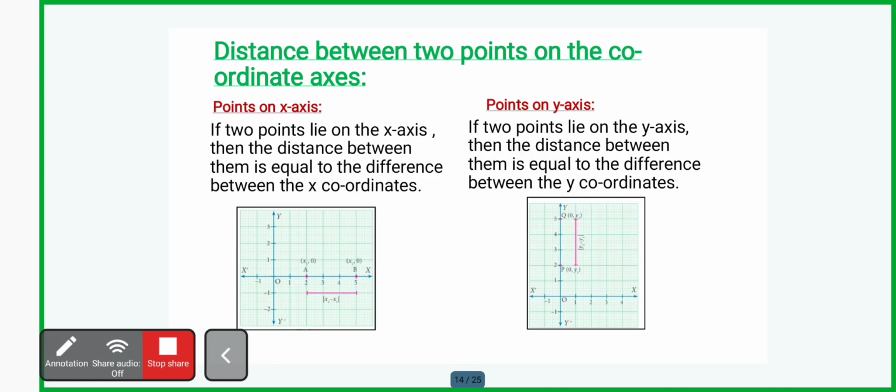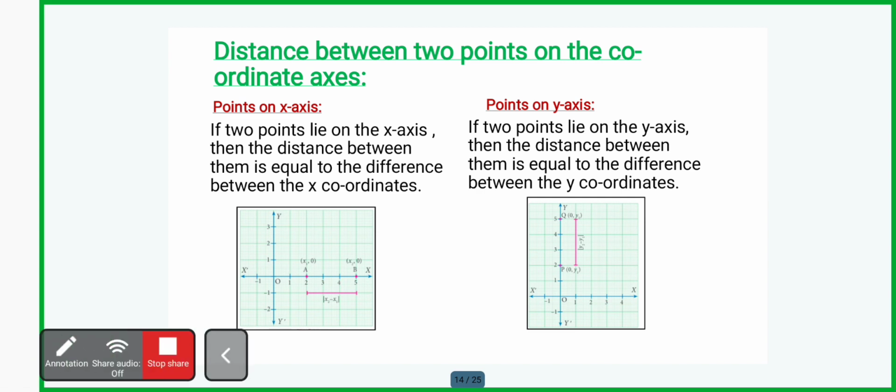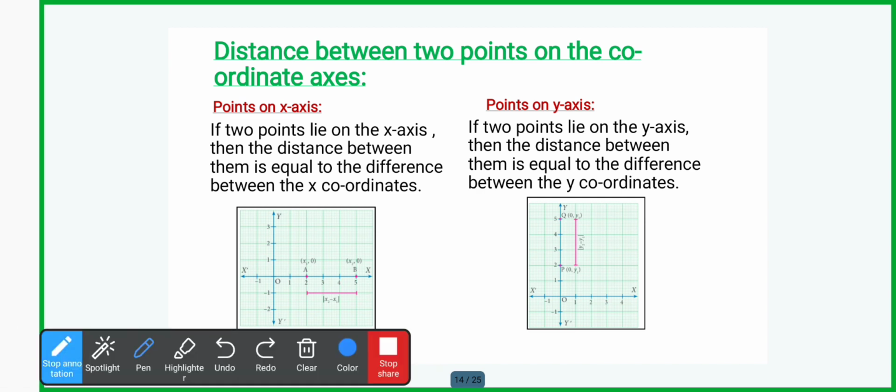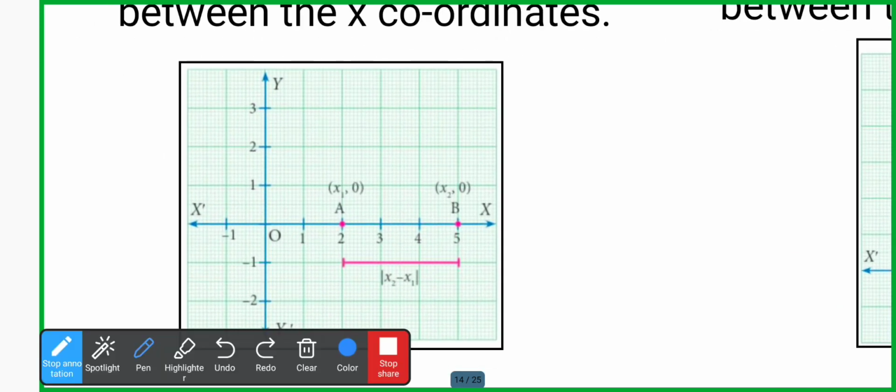Now, distance between 2 points on the coordinate axis. We are going to discuss the distance formula in detail, but before that we're just telling you the basic point: if both points are on the x-axis, then to find the distance, you simply subtract their x coordinates. Here you have x2 and this one is x1, so simply you subtract x1 from x2.